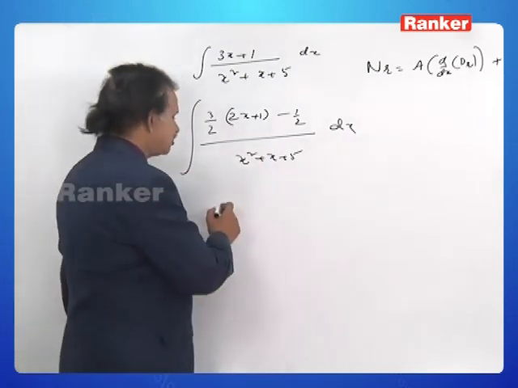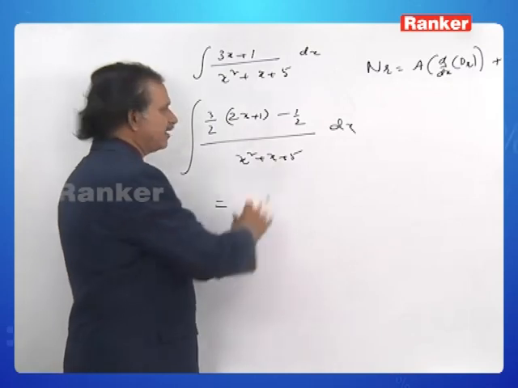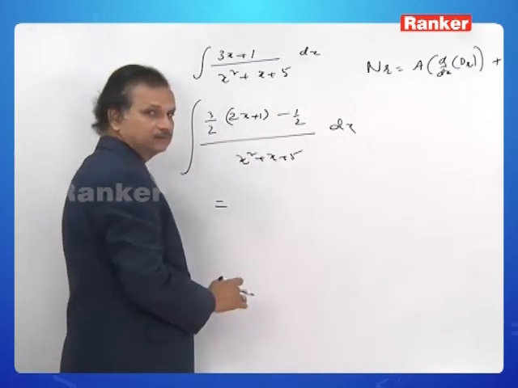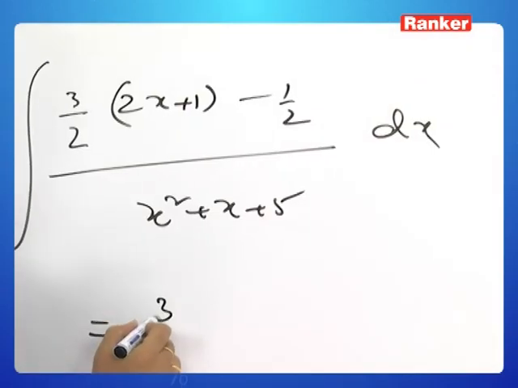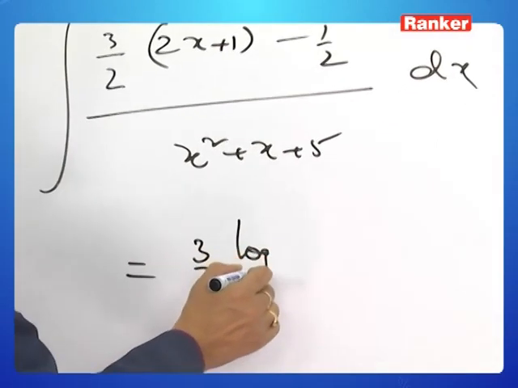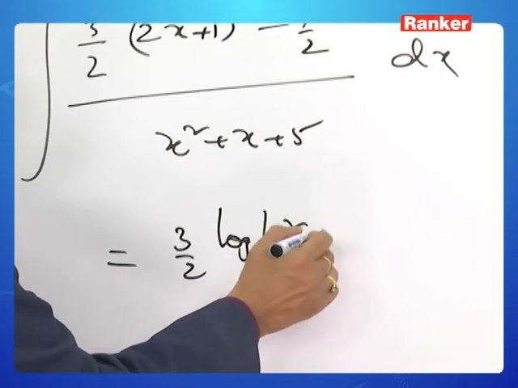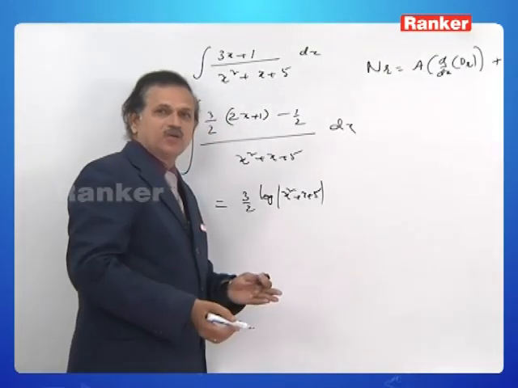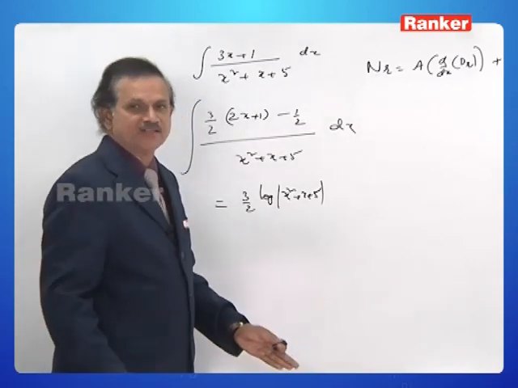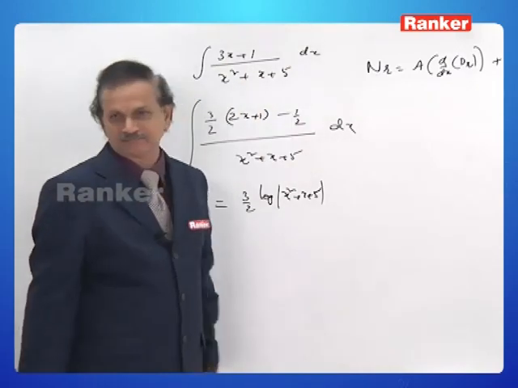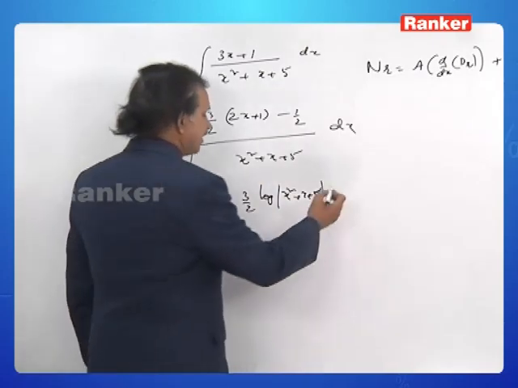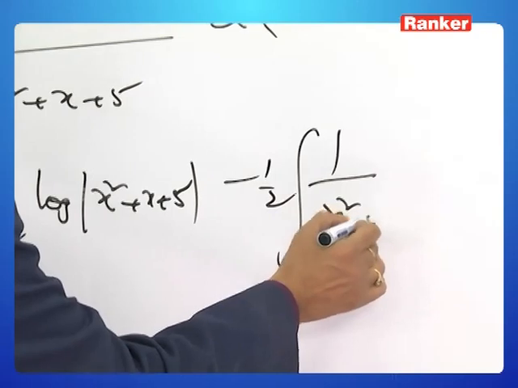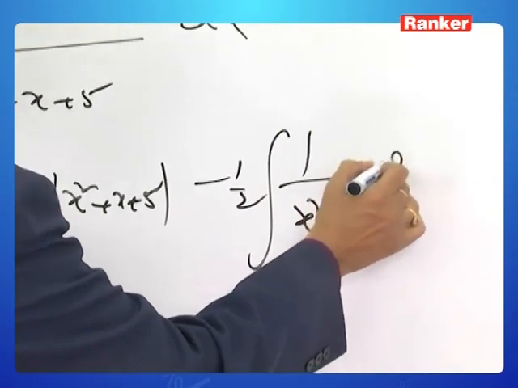Okay, this can be split into two parts. One part is f dash x by f x, which gives log mod f x, so 3 by 2 into log mod x square plus x plus 5. That is the very benefit which we anticipate by changing the numerator like that. And what is the second part? Minus half into integral of 1 by x square plus x plus 5 dx.